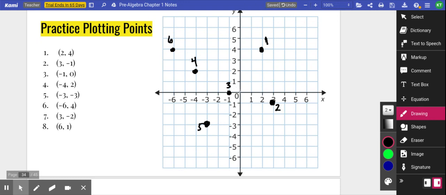Point 7 is a +3 for x and a -2 for y. So there's point 7. And point 8, positive, positive, should get me in quadrant 1. X is 6, y is 1. There is point 8. All right, I'm going to have you guys go to that quiz.